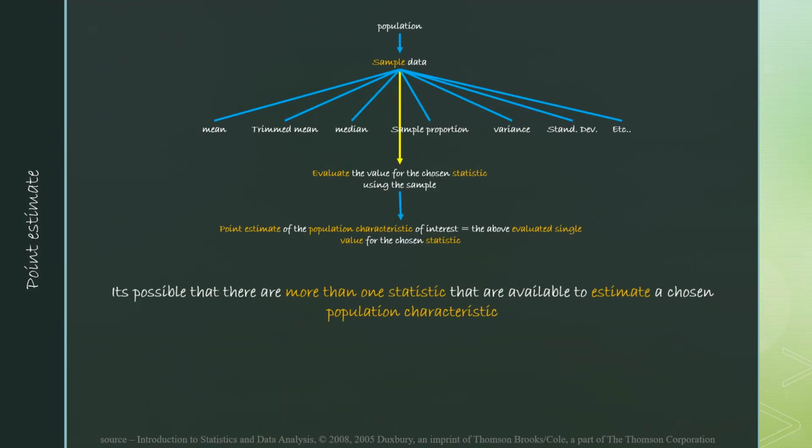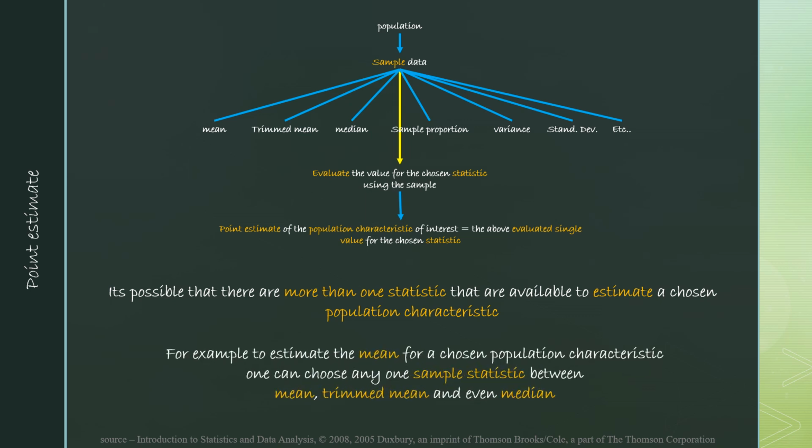It's possible that there is more than one statistic available to estimate a chosen population characteristic. For example, to estimate the mean for a chosen population characteristic, one can choose any one sample statistic among mean, trimmed mean, and even median. Let's examine this with an example.